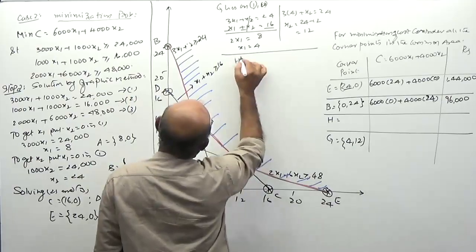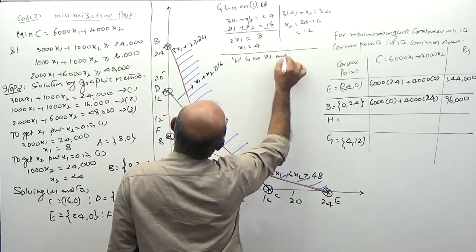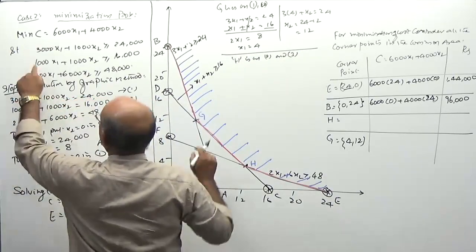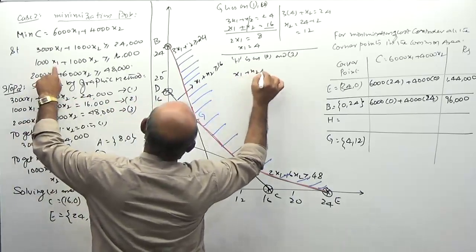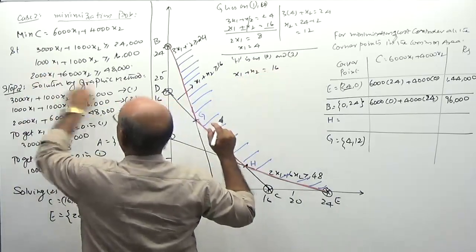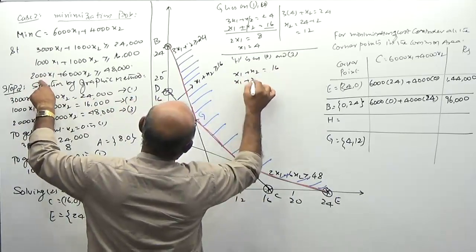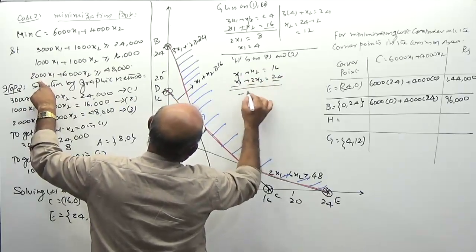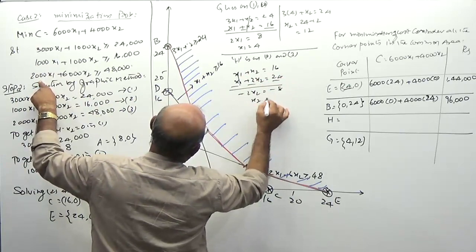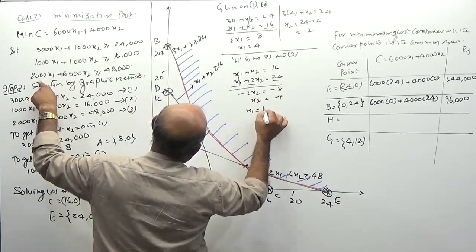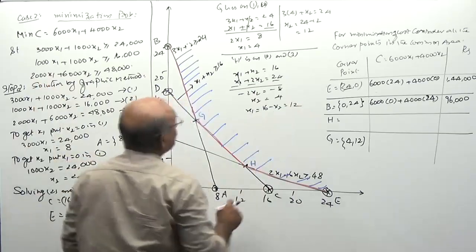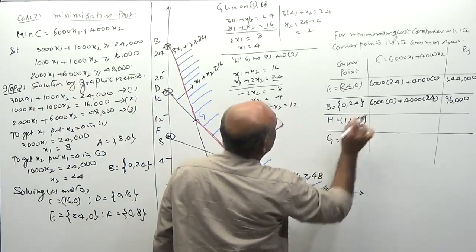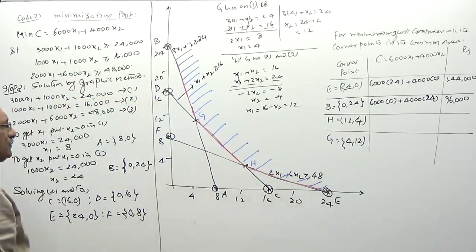Similarly, H is on 2 and 3. x1 plus x2 is equal to 16, and the third, dividing throughout by 2000, x1 plus 3x2 is equal to 24. Subtracting: minus 2x2 is equal to minus 8, x2 is equal to 4. x1 is equal to 16 minus x2, 12. So 12 comma 4. H coordinates are 12 comma 4.